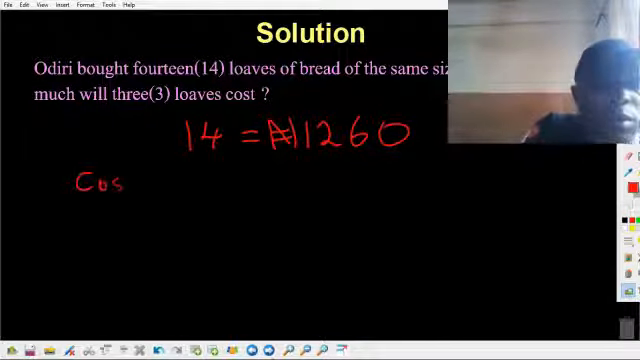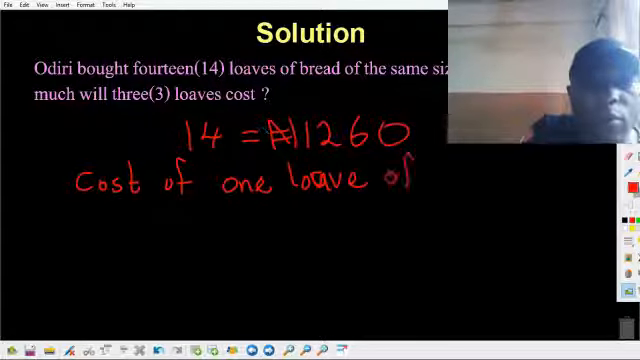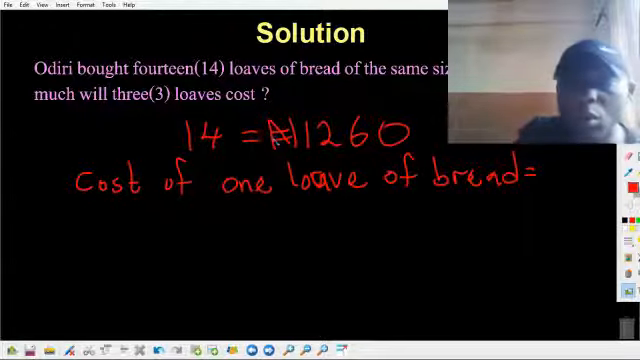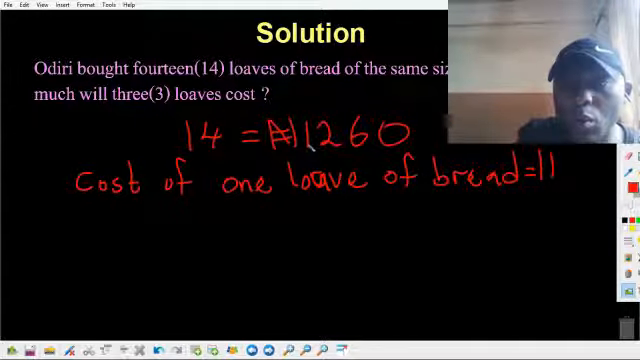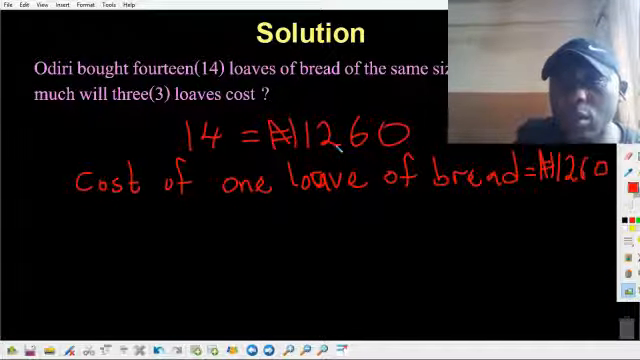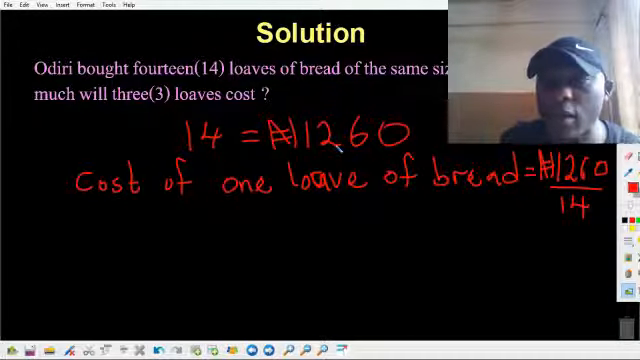Cost of 1 loaf of bread is equal to, we say, 1,260 divided by 14. That will give us the cost of 1 loaf of bread, right?